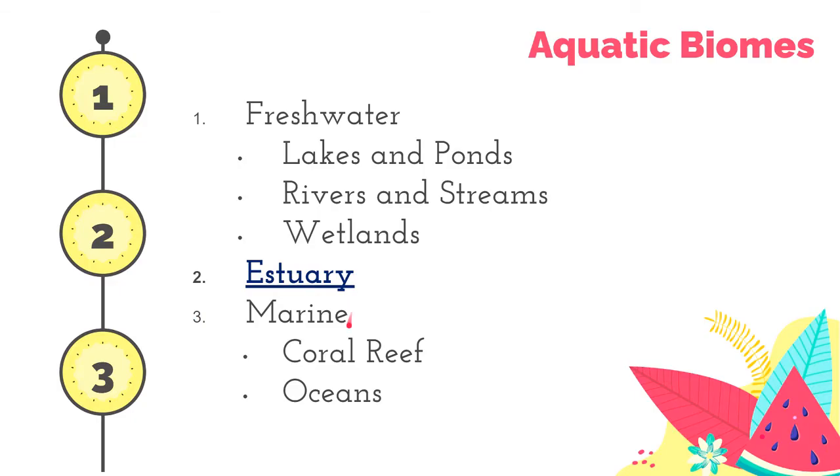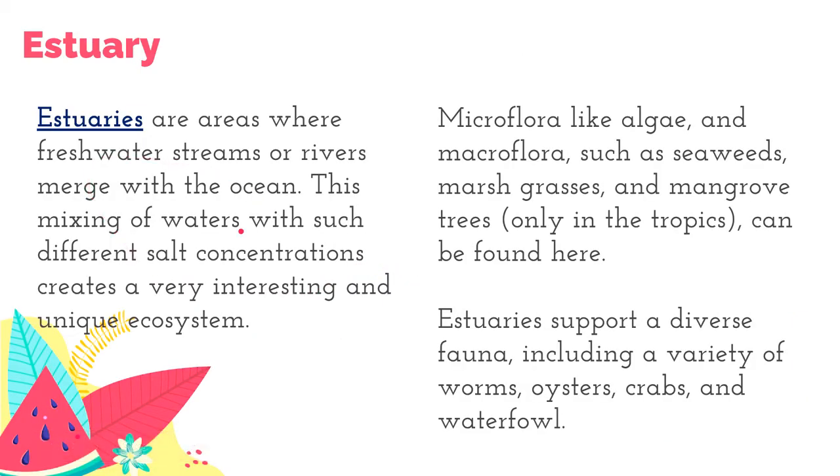So in the previous video, we talked about freshwater biomes, but in this video, we'll focus on estuarine and marine biomes. What is an estuary? An estuary is an area where fresh water meets with salt water, where streams or rivers merge with the ocean or with the sea. This is a mixing of fresh and salt water, with such different salt concentrations, and this creates a very interesting and unique ecosystem.